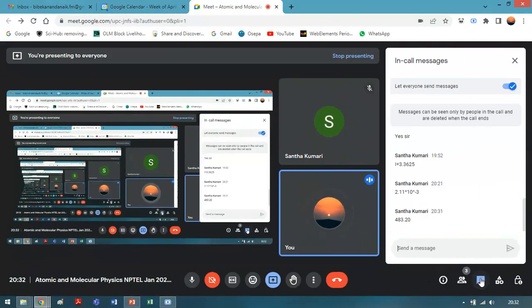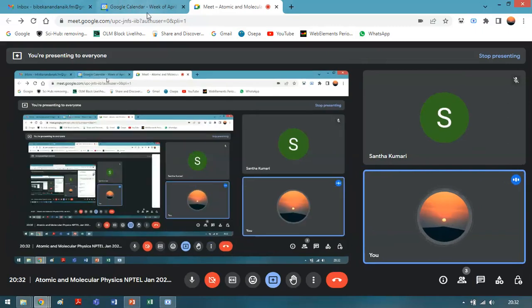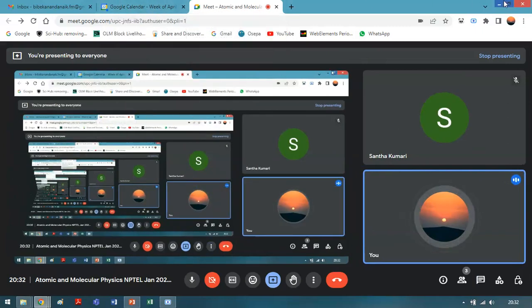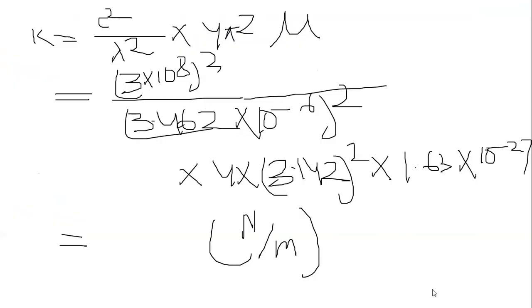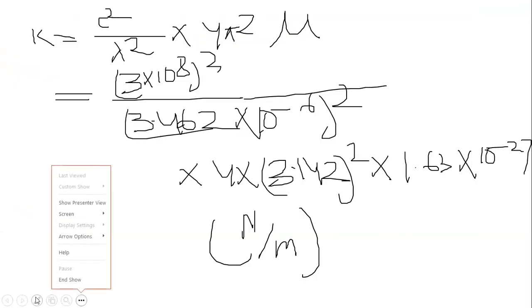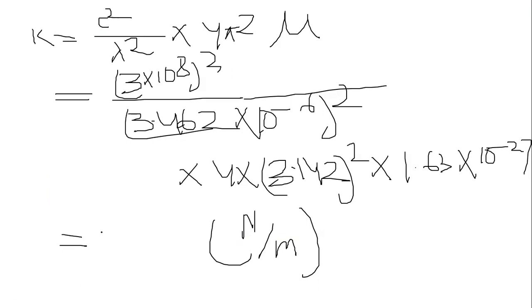So the value will be 483.20. So yes, the value will be somewhat close to that. The value I have is 481 or 482. That's okay. That much error is acceptable.